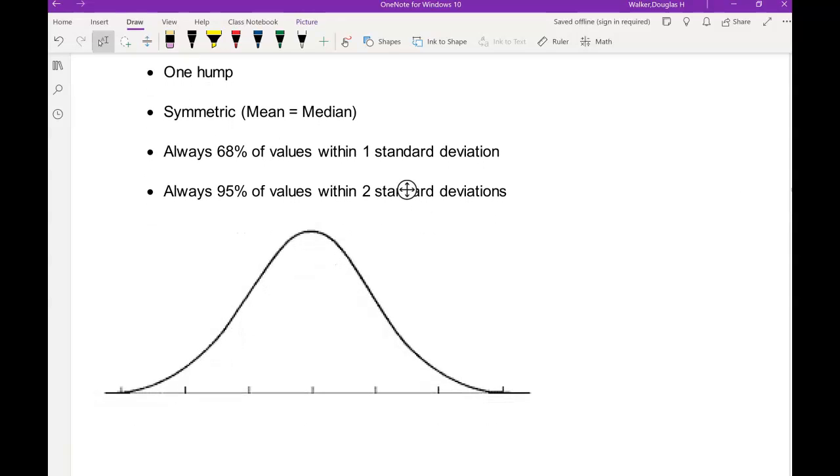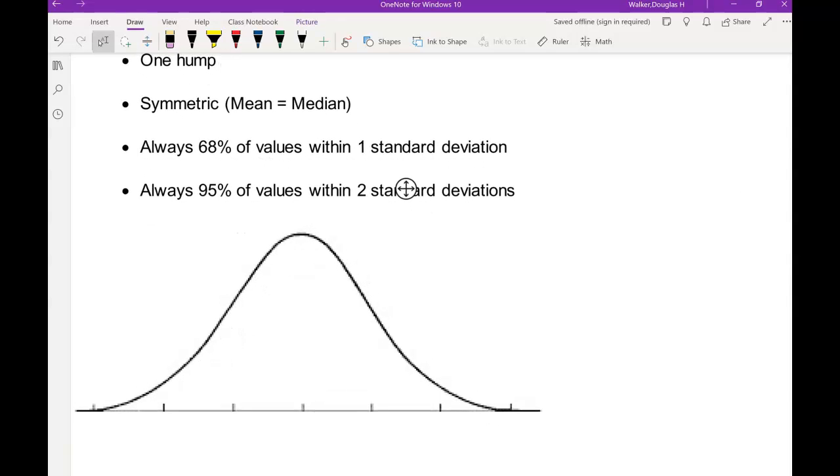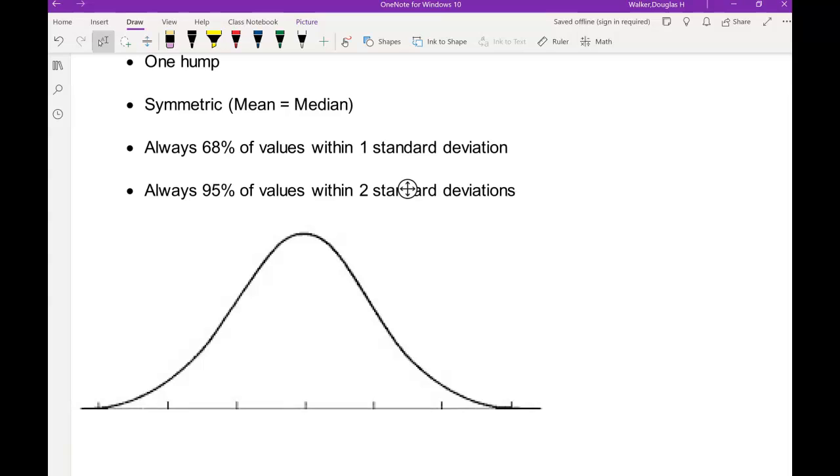If you remember from before, we used the Greek letter mu to represent the mean. So I'm going to use that in the middle. So that's where the middle of our data is. So it's also the median in this case. And it's symmetric, so there's a mirror image on each side.